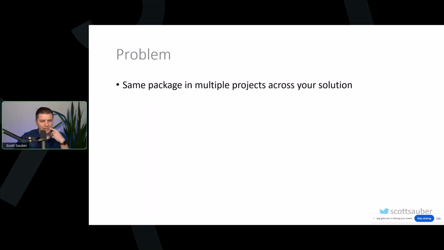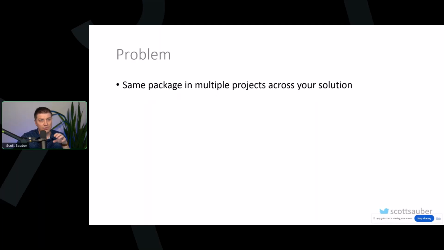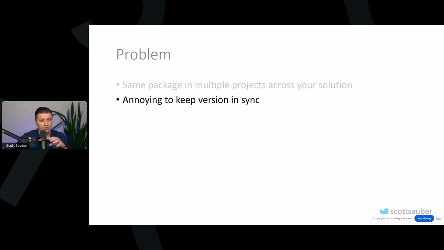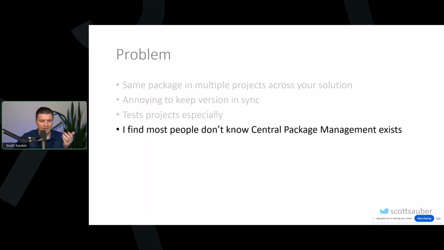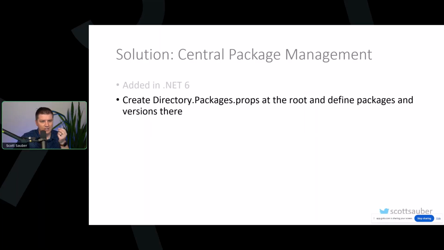Central package management allows you to have the same package in multiple projects across your solution. If you don't have it, then you have to keep these versions in sync. Maybe you have multiple test projects, and multiple versions of XUnit and nsubstitute or whatever the case is. And it's annoying to keep those versions in sync, especially in test projects. I find like 6 or 7 out of 10 people don't know central package management exists. So the solution is in .NET 6, they added this concept called central package management.